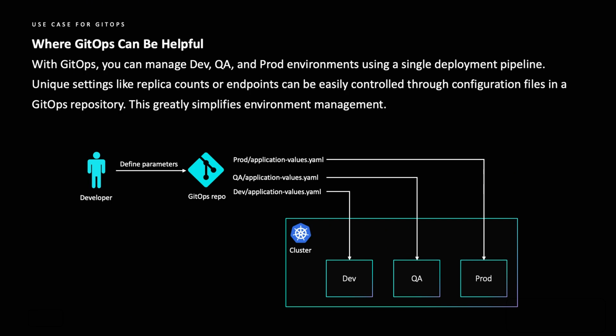With GitOps, you can use a single deploy pipeline for all the environments, simply modifying their parameters using a configuration file stored in a GitOps repository. In this scenario, GitOps simplifies not just deployment, but also environment management. Now, let's see how GitOps works in KubeRocketCI.